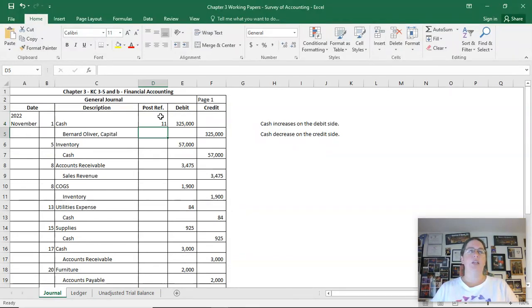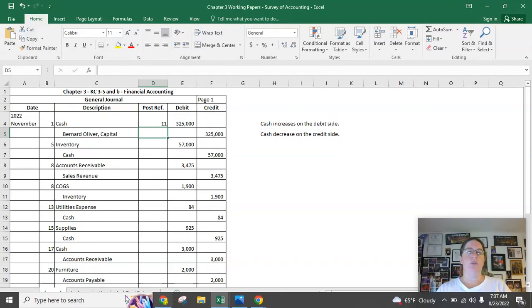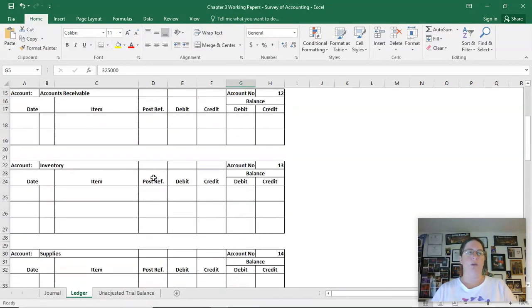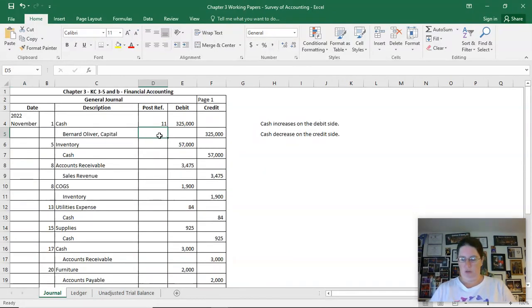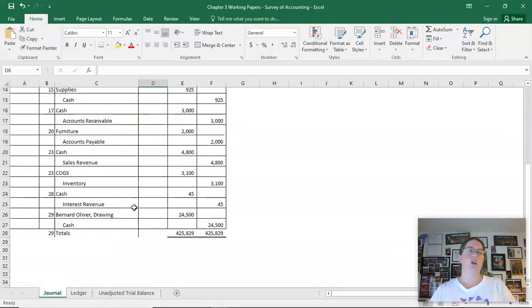So I'm going to go to the next line. Capital was a $325,000 credit, so I'm going to go to my ledger, find my capital account, and fill in my dates. Don't forget the month and the year. November 1st, page 1. It was a credit for $325,000, so my balance is a credit for $325,000. Take my account number of 31 back to my journal. I'm going to continue to do this all the way down.